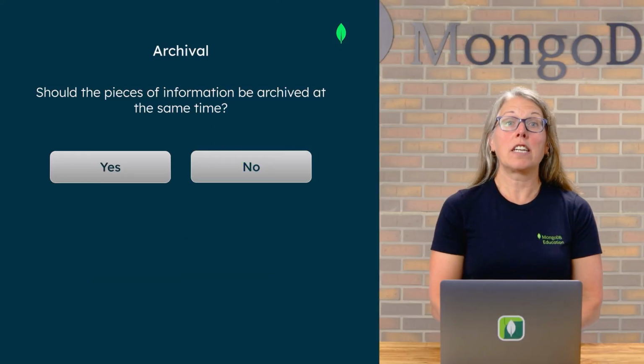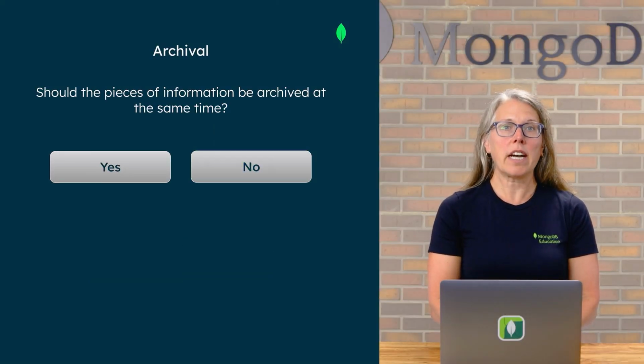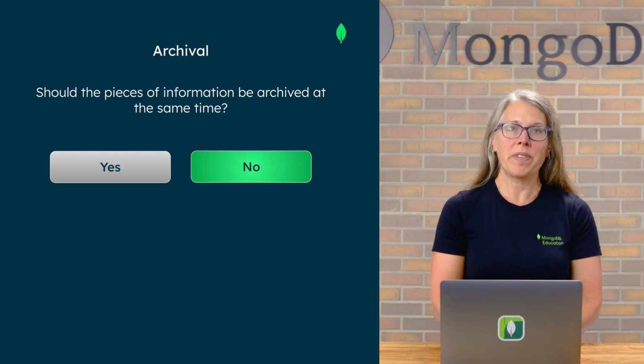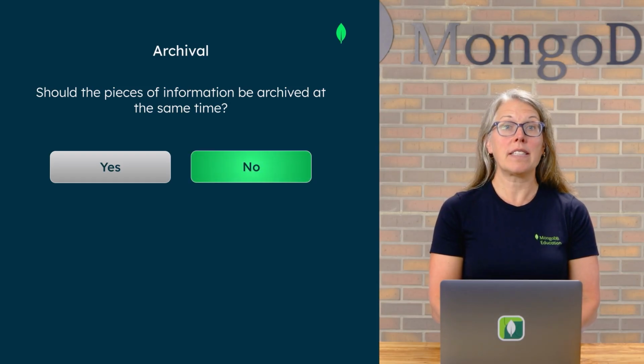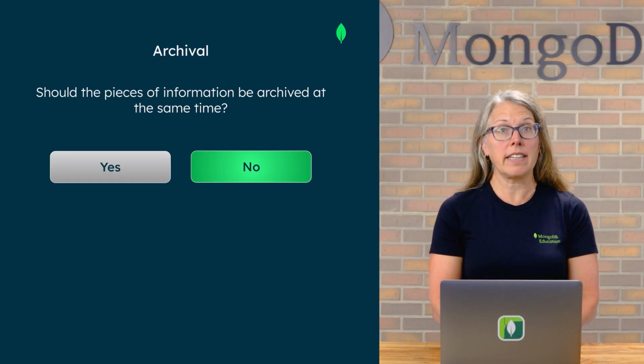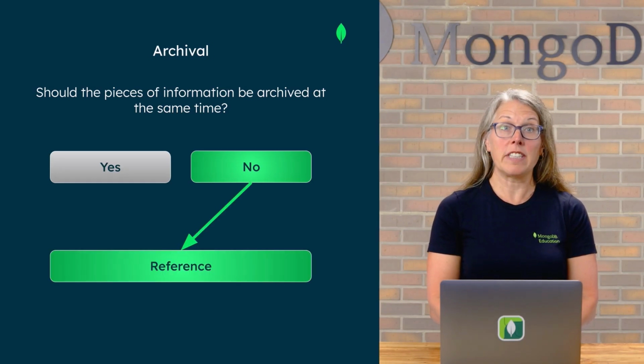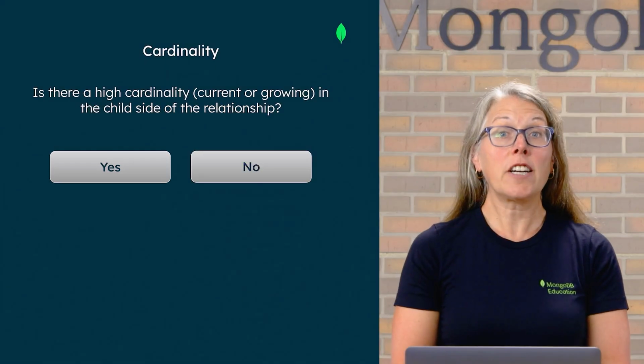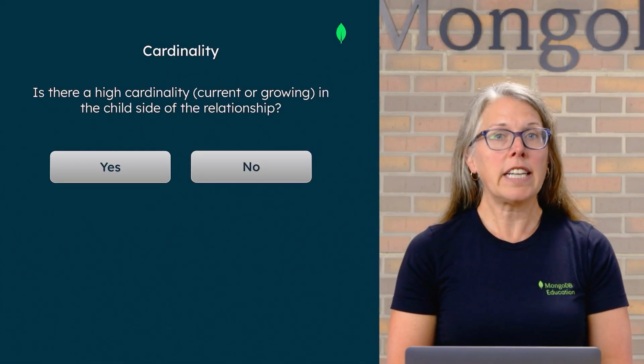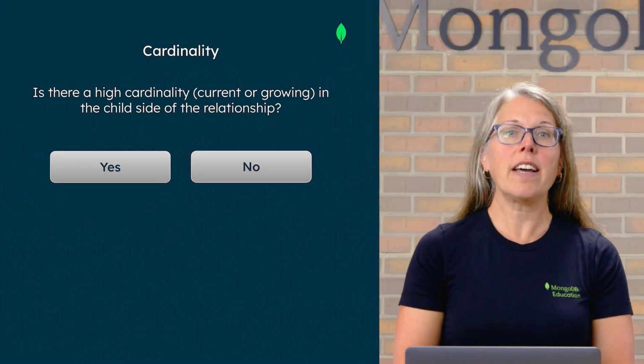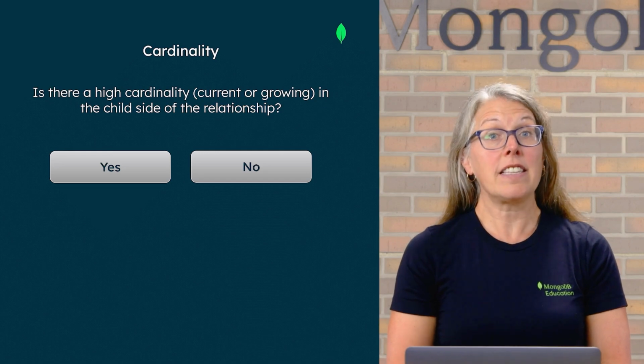The fifth guideline is archival. Should the entities be archived at the same time? No. An author may have more than one book listed in our app. We wouldn't want to archive the author if just one of their books was deleted. This is another point for referencing. The sixth guideline is cardinality. Is there a high cardinality, current or growing, in the child side of the relationship? In our case, the author.